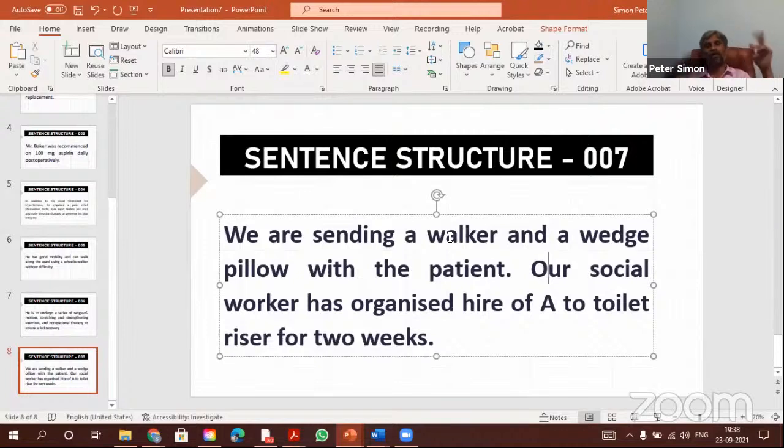So here remove "we", remove "our". What is important? The wheelie walker is important, the wedge pillow is important. Who is sending the walker is not important. You will send the walker with the patient only, not with the doctor, not with the nurse. It is understood, and only one patient is there, that is Gerald Baker. Why should we write again "with the patient"? And never use the word patient, because it is derogatory. It is insulting.